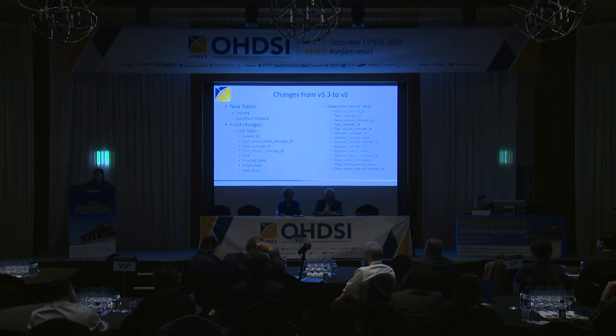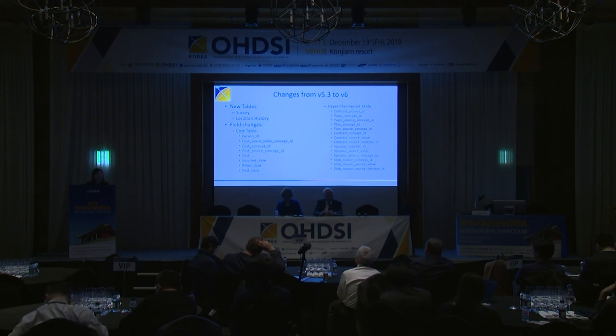Okay. So here are some of the new changes, just to go over with you. There are two new tables. One is the survey table. That came from a group that thought that observation being used to keep track of surveys was not sufficient, and there was no standard vocabulary for surveys. So we spent a lot of time working on the survey table, and now there's a standard vocabulary for the surveys as well. There's a location history table.